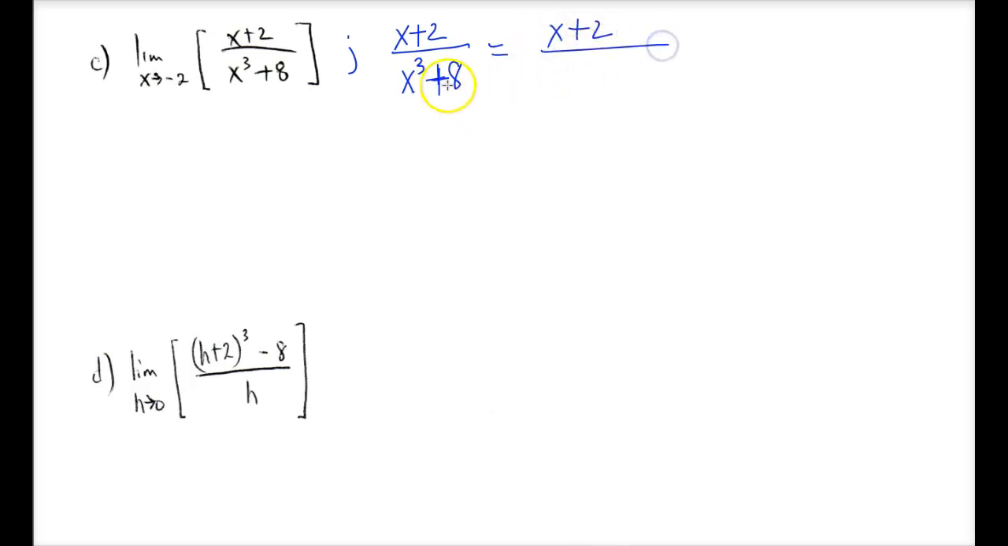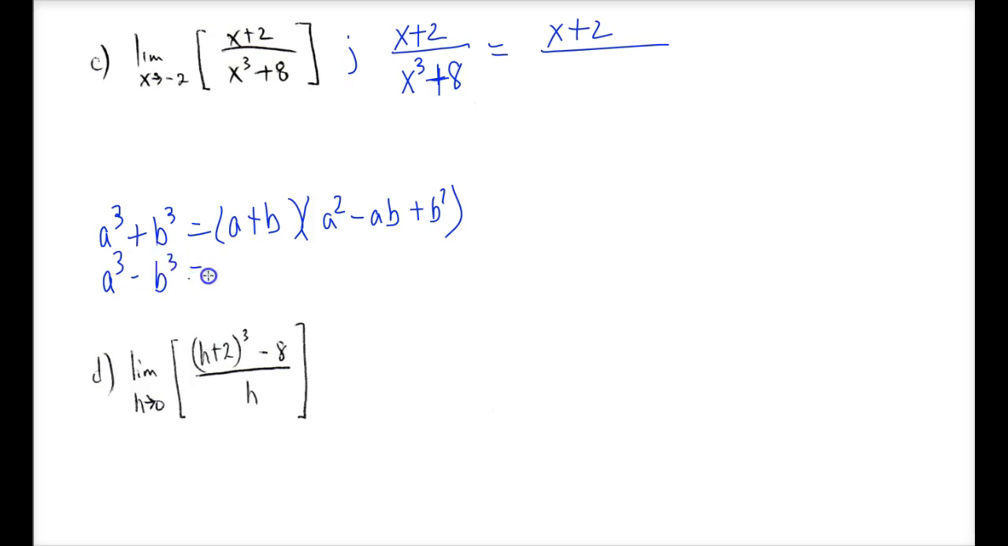One of the things that we recognize here is that in the denominator, this is going to be the sum of 2 cubes. In general, whenever we factor the sum of 2 cubes, it's going to be a plus b times a squared minus ab plus b squared. Now, if we had the difference of 2 cubes, and this is just for general information, it will factor to a minus b times a squared plus ab plus b squared.